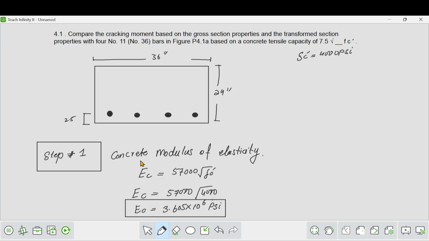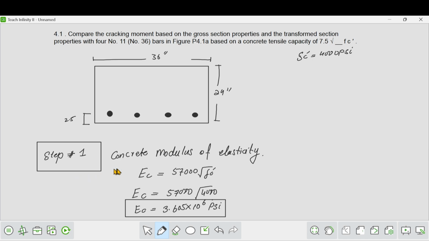Consider the reinforced concrete cross-section provided below. Evaluate the cracking moment of the given reinforced concrete based on its cross-section area and the reinforcement: four number 11 bars. Assume that the concrete has a compressive strength of 4000 psi and the concrete tensile capacity is 7.5 √f'c.